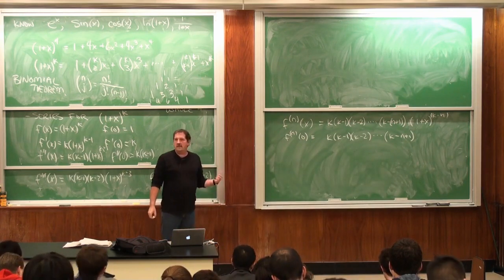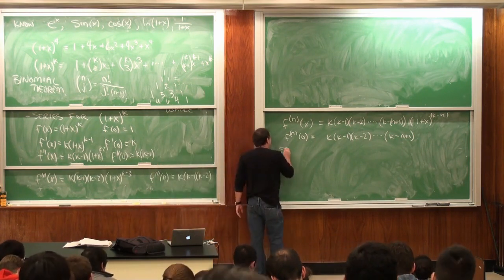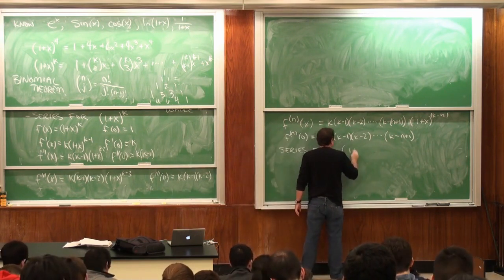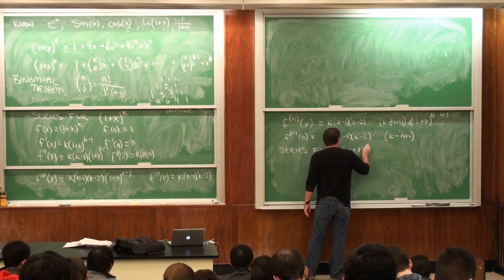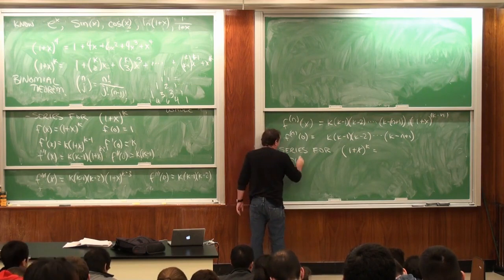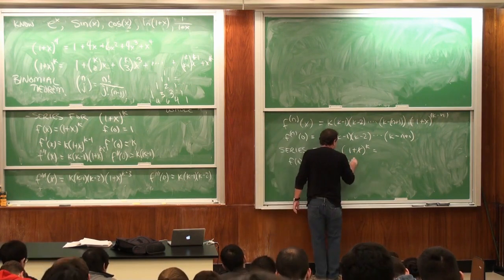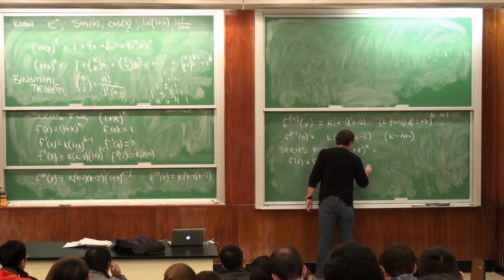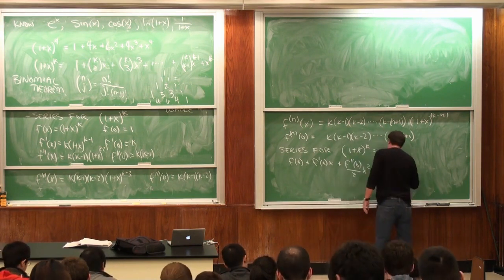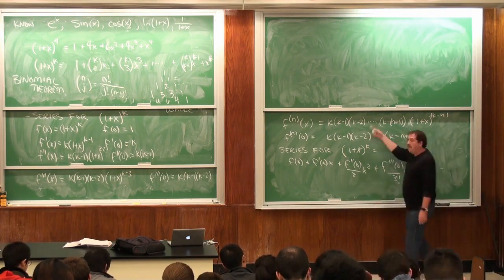So what does this mean? This means we know the series. Right? So my series for (1 + x)^k is going to be f(0) + f'(0) times x + f''(0) divided by 2 times x squared + f'''(0) divided by 3 factorial times x cubed, and so on. But we know the formula for all of these.